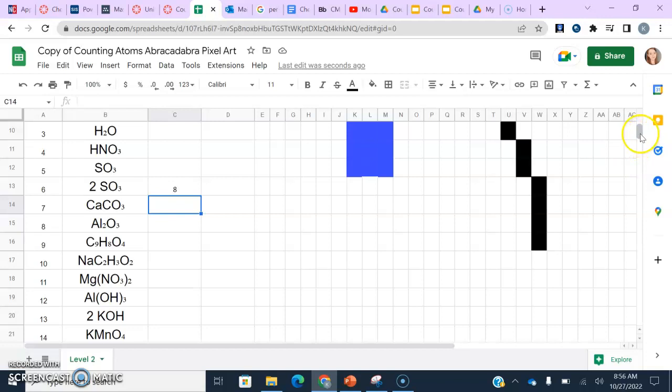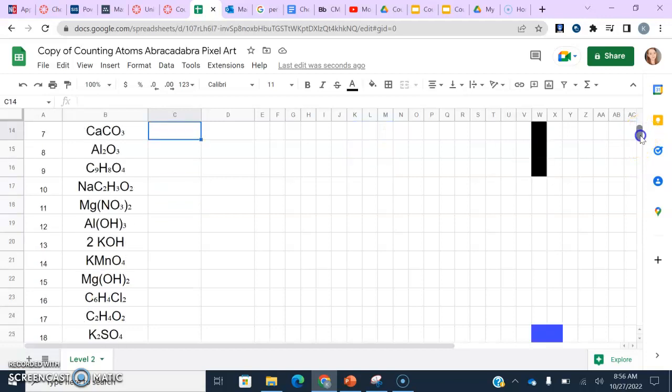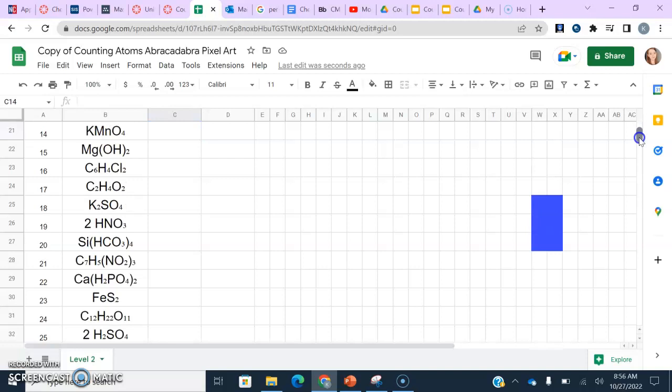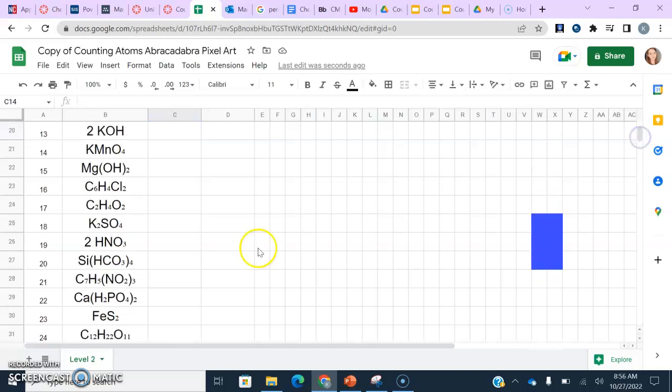Finally, last but not least, let's do one with a parentheses, so a polyatomic ion. And let's do this one. So we have Si H C O3, and then in parentheses we have 4, okay? Now this is a little bit different. So here's a polyatomic ion that we know because it's in those parentheses. And when we have a polyatomic in parentheses and then we have another subscript outside of it, remember this subscript has to apply to each of the elements in the parentheses, okay?